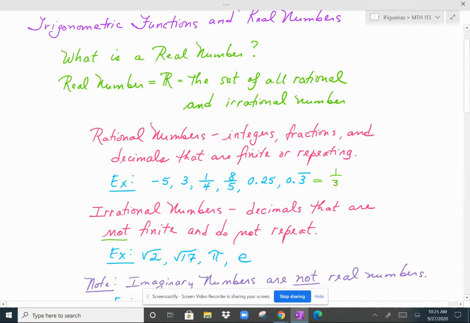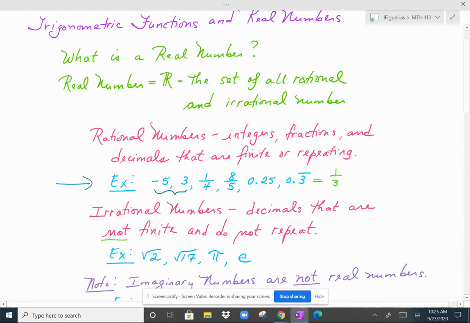So, rational numbers are integers, fractions, and decimals that are either finite or repeating. So finite means they end. So examples would be this list that you see here below. So -5 and 3 are integers, as well as 0. So all of your positive and negative numbers are in this integer set.